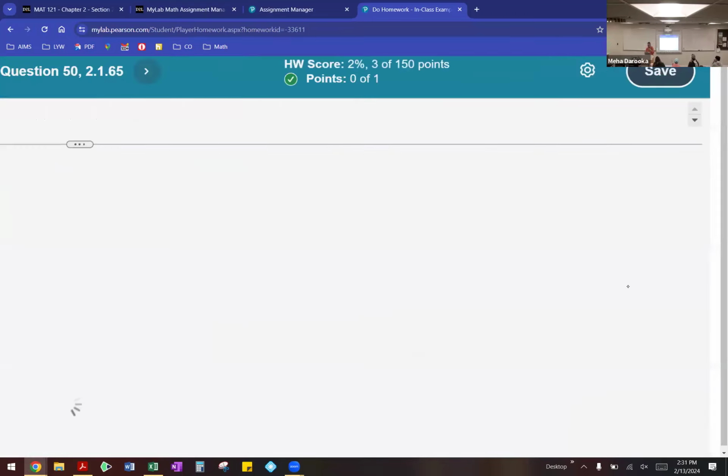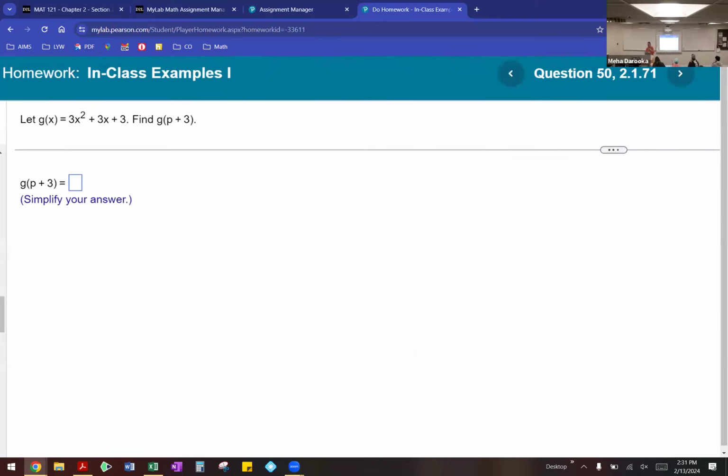All right, so this is kind of what I wanted to show you. What happens if they give you something more than numbers in your function notation? This time they're asking you to find g of the quantity p plus 3. So p plus 3, that entire thing, is replacing your x. Make sure you're putting that whole binomial, the p plus 3, when you do this.